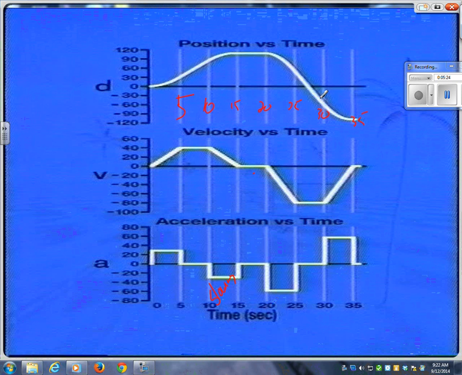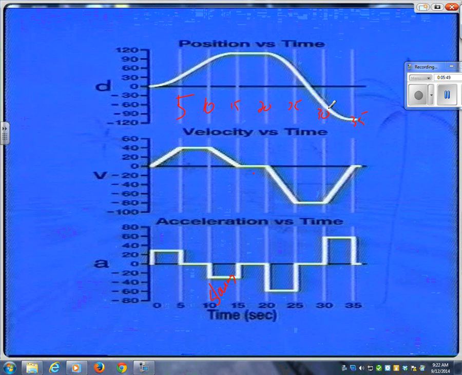Between 25 and 30, the car is at constant velocity, right? Straight line. What's happening at this point right there, like 27.5 seconds? What happens? Crosses the origin, crosses the start line. Is that indicated at all in either of these? No, because it doesn't mean anything in the velocity or acceleration time world, right?